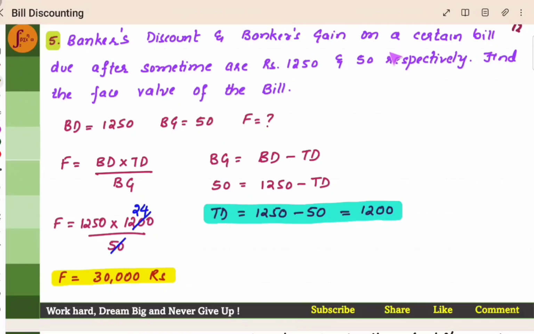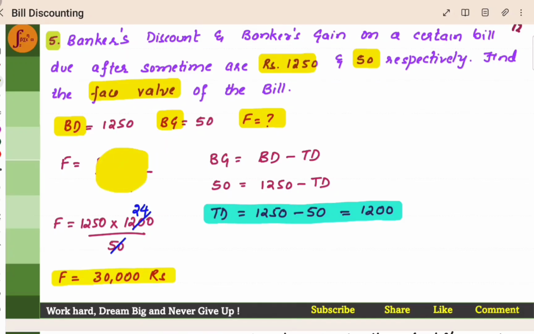Let's go to fifth problem. Banker's discount and banker's gain on a certain bill due after some time are rupees 1,250 and 50. Find the face value of the bill. So you have to find face value. Banker discount is given, banker's gain is given, right? Now, what is the formula for face value? Straightforward. Banker's discount into true discount by banker's gain. This is the formula, right? To get the face value.